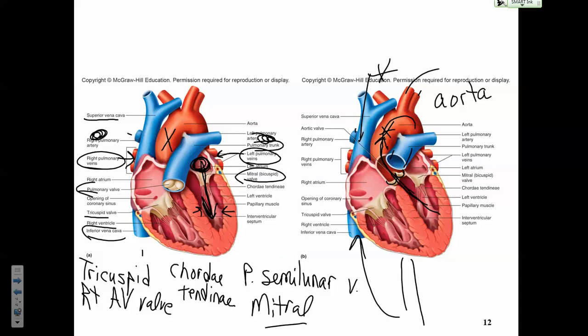If you can follow the course of a drop of blood through the heart like I did, you'll be able to answer several questions on the test. For example, where is the blood coming from when it enters the left atrium?